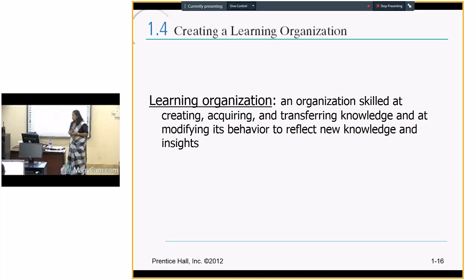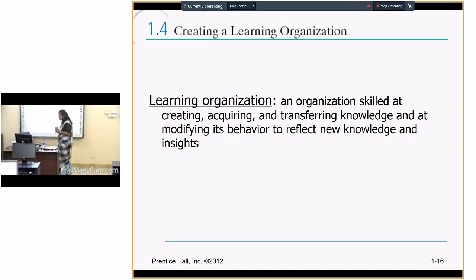Is that particular organization skillful at creating, acquiring, and transferring knowledge and at modifying its behavior to reflect new knowledge and insights? For an example, if we have the bureaucratic settings, they might not come up with creative ideas. Get the point?